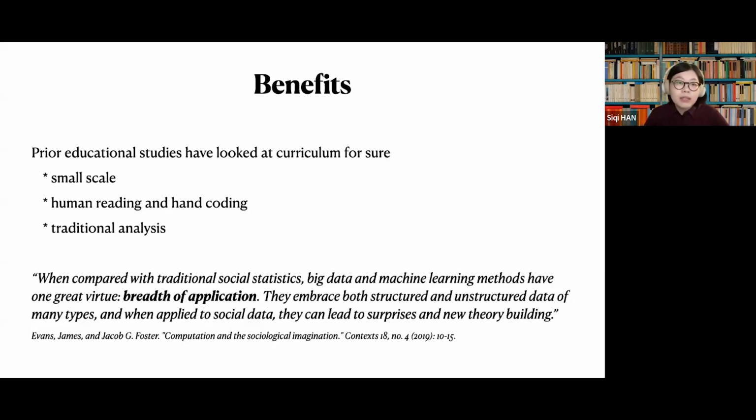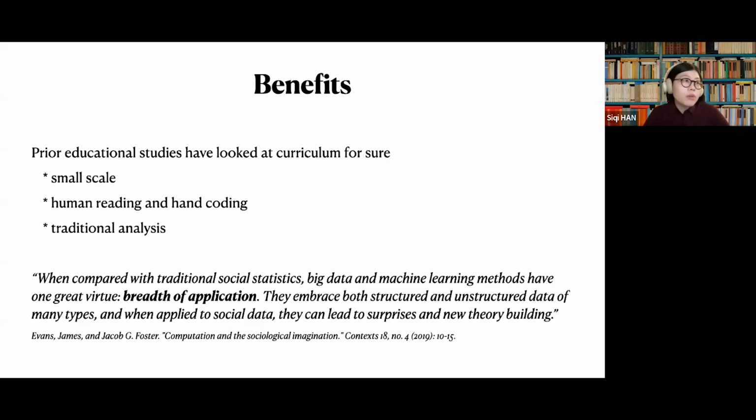First is that they only study a limited number of materials. For example, 100 textbooks or a couple different exam papers. And with this small scale data set, they also use human reading and hand coding to understand these materials with traditional analysis methods. So once we have this assumably very big data of millions of course materials, the benefit is that it will enlarge the breadth of application.